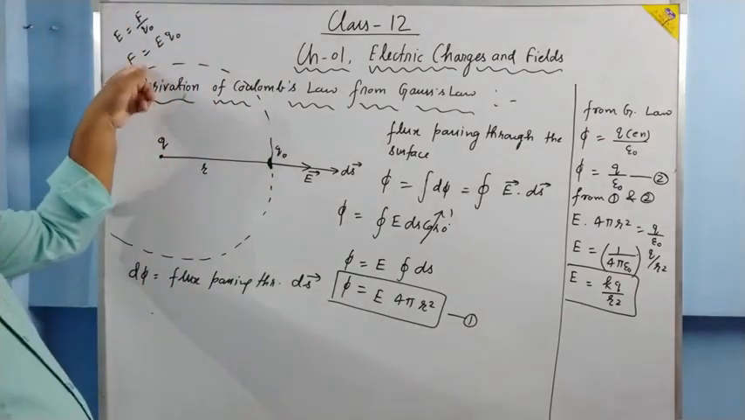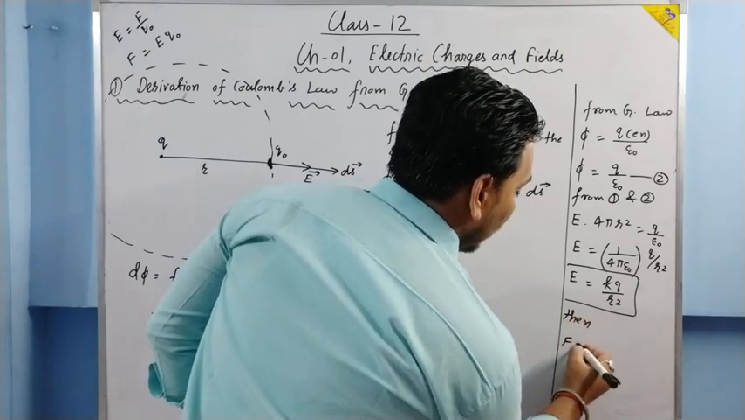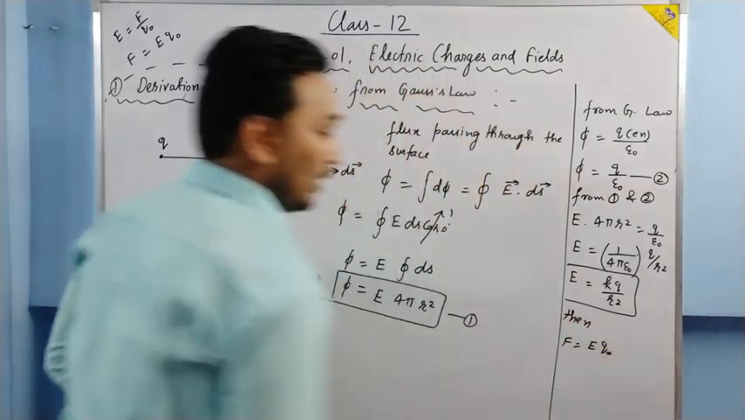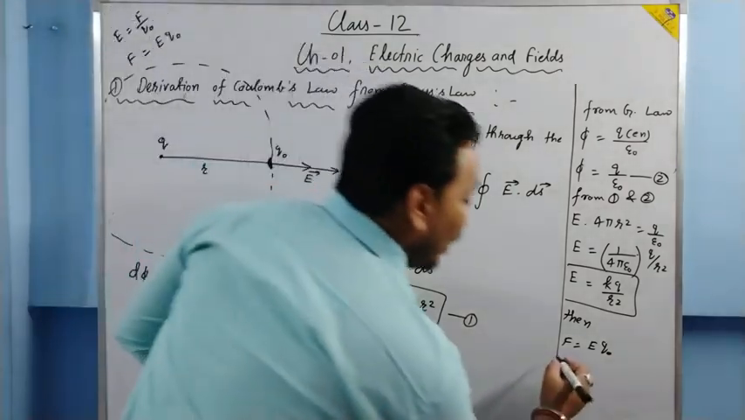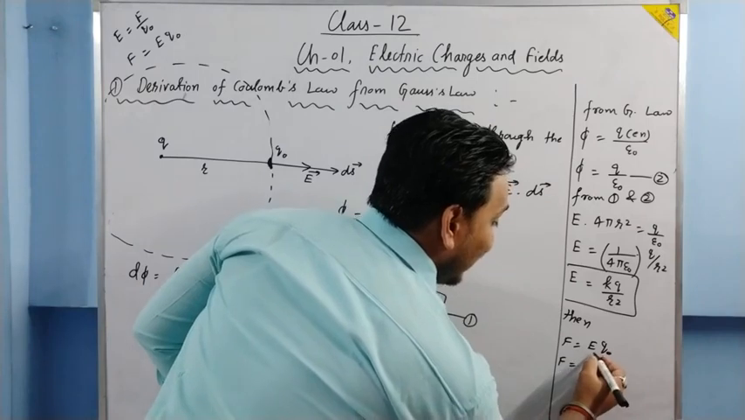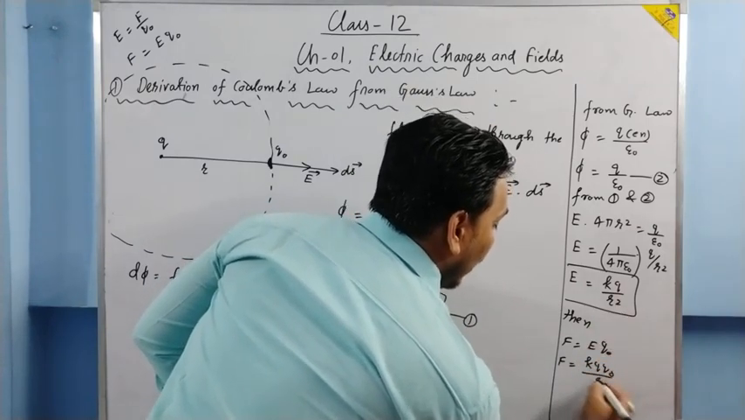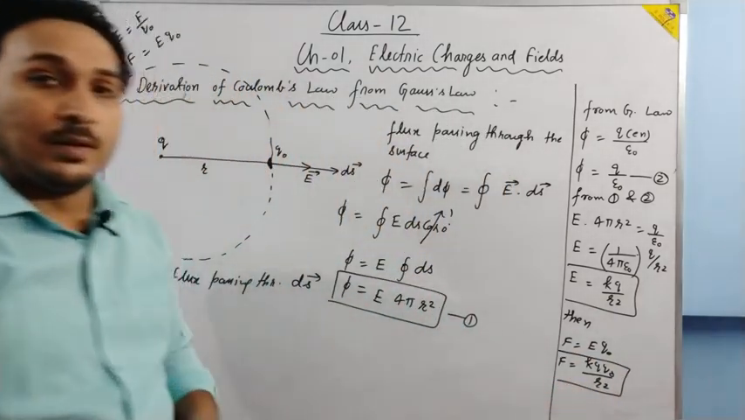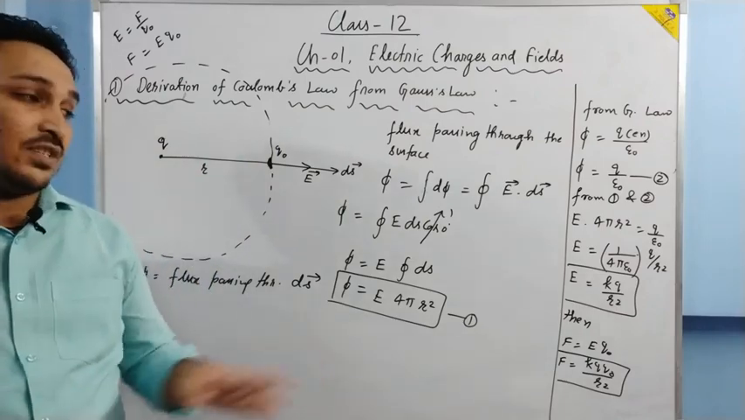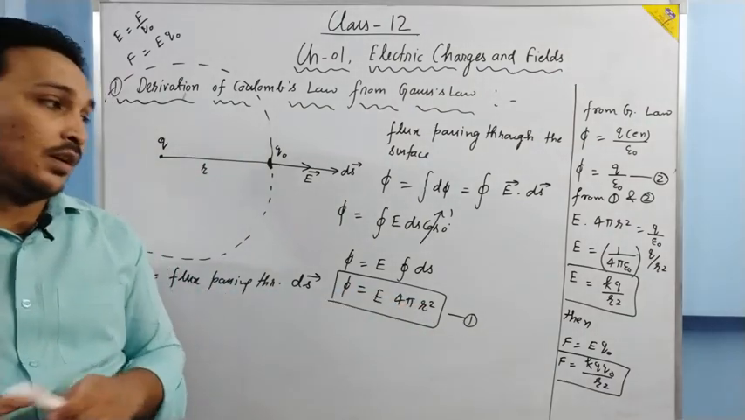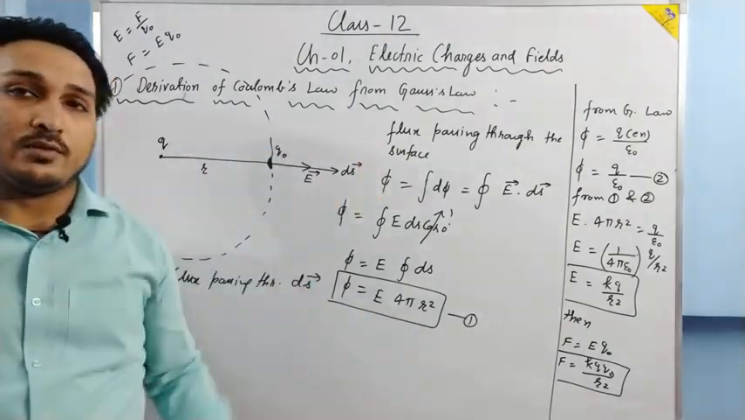So what will be the value of force? F is equal to E into Q naught, and when we multiply that, we are going to have F is equal to K Q Q naught by r square, which is the formula for the force on the charge Q naught due to Q, the same as Coulomb's law. So in this manner we can prove Coulomb's law from the Gauss law.